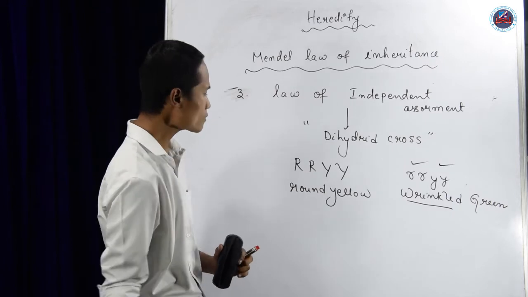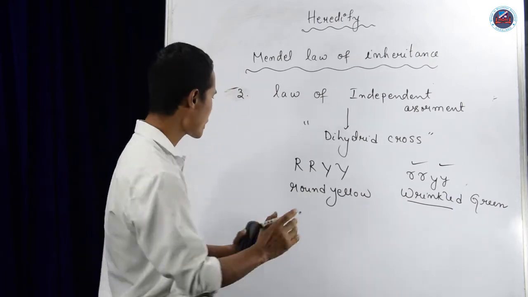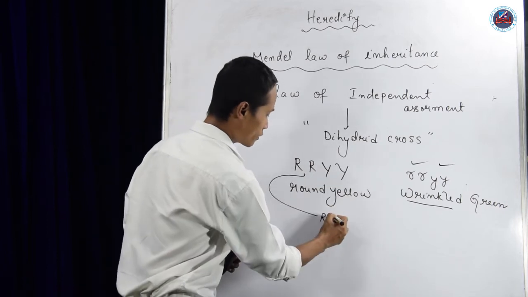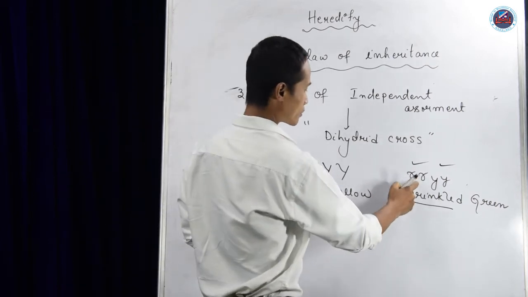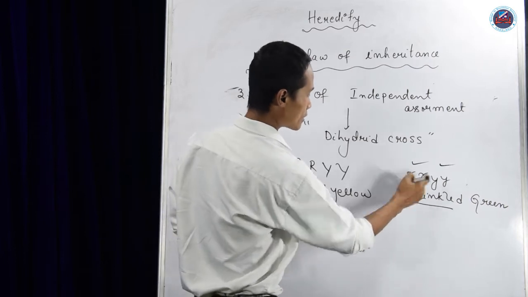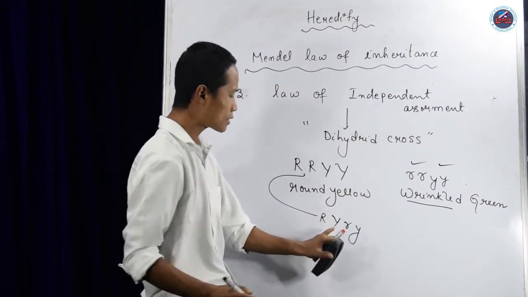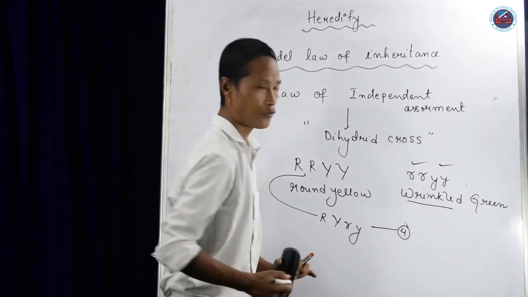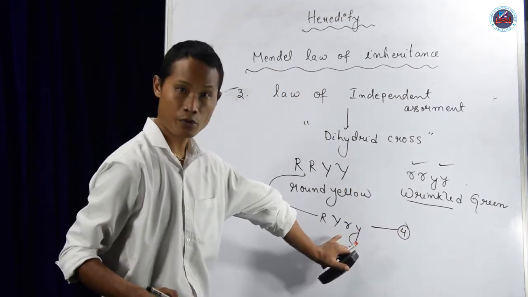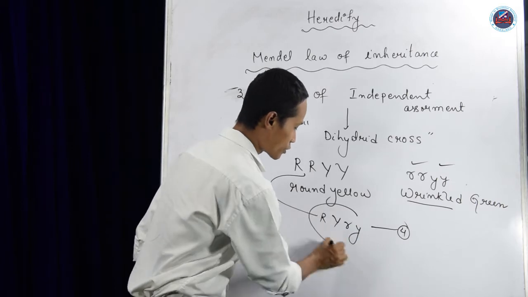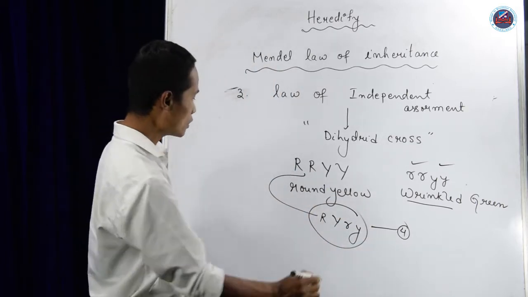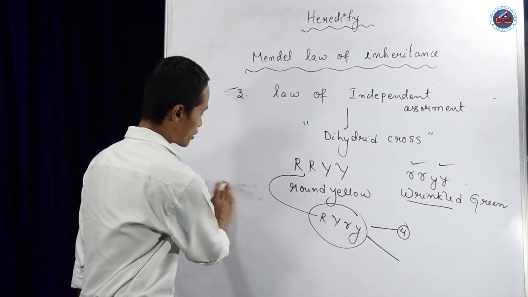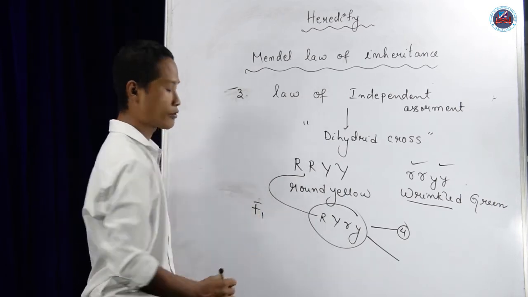Okay. Now during gamete formation, this R will come, and this Y will come, and this small r will come, and this small y will come. So such types of gametes will be produced. Now it will go to the F1 generation. Just say this is the F1 generation.